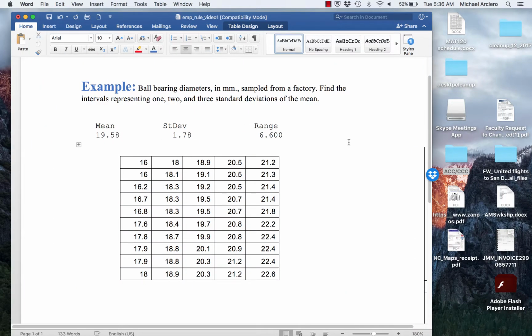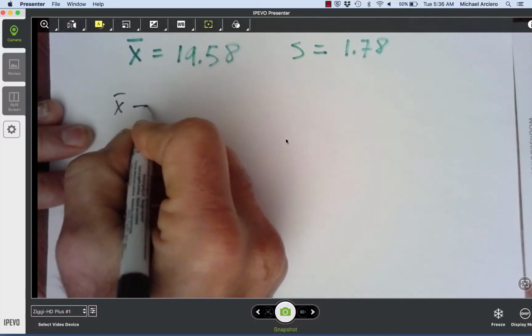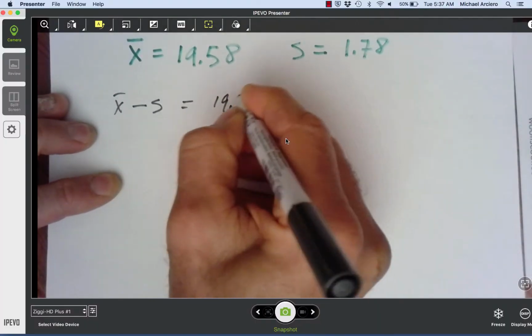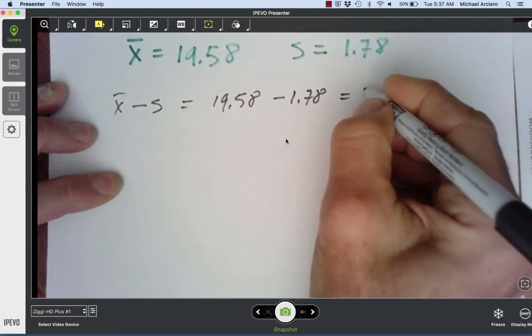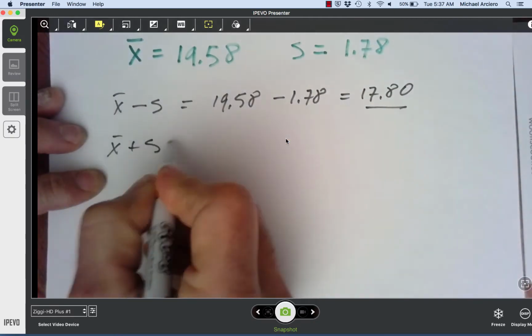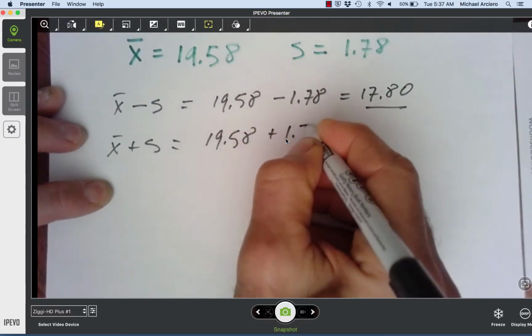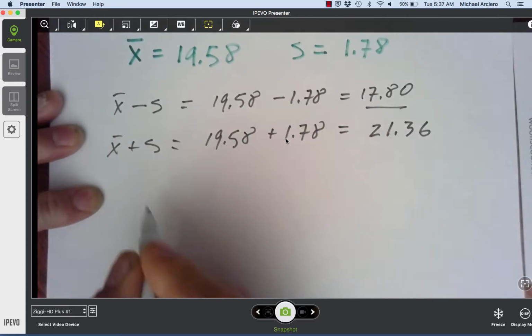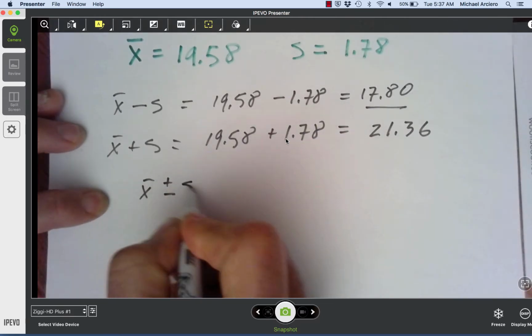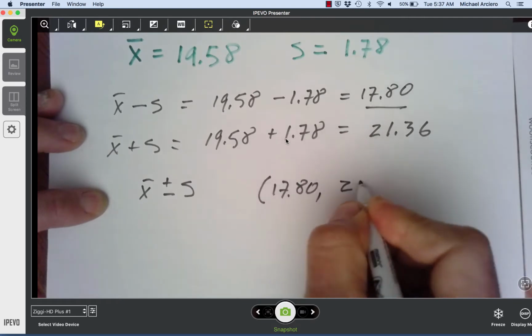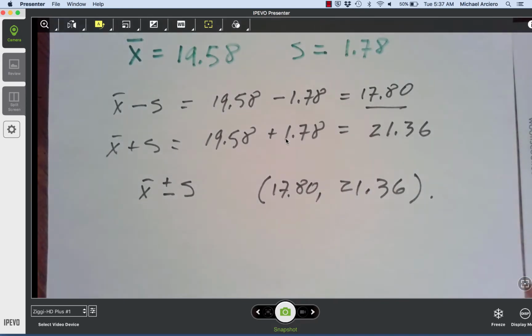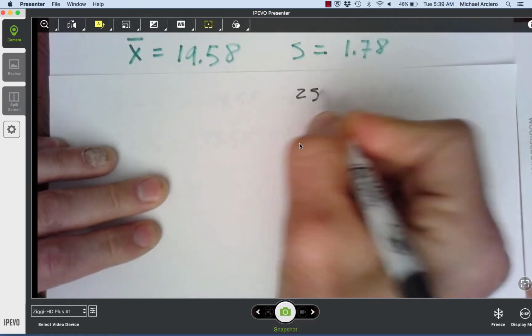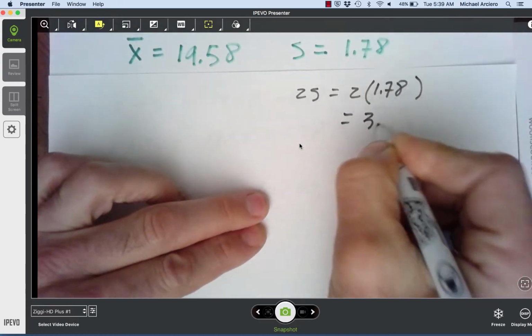Here's a sample of 50 ball bearing diameters in millimeters. You can see the mean and the standard deviation are given. We can compute intervals representing one standard deviation simply by subtracting s from x bar to get the lower limit, and then adding s to get the upper limit. So we get an interval representing one standard deviation. Any number falling in that range will be said to lie within one standard deviation.